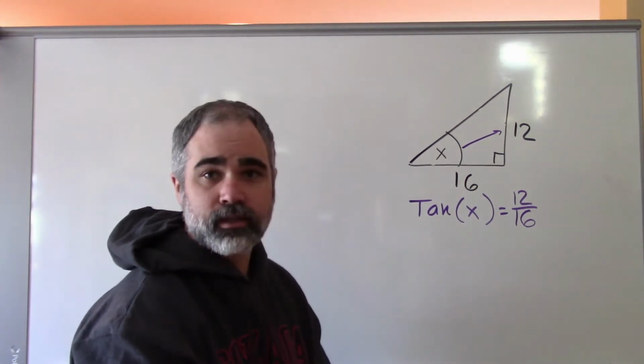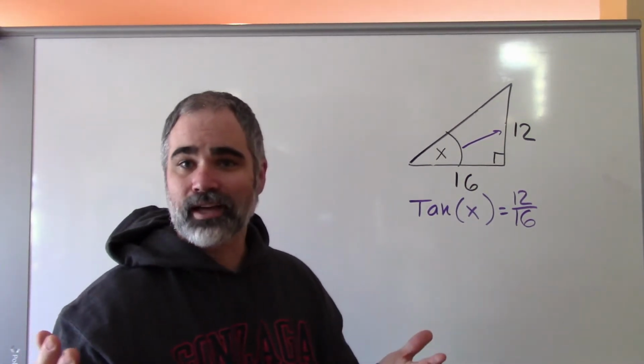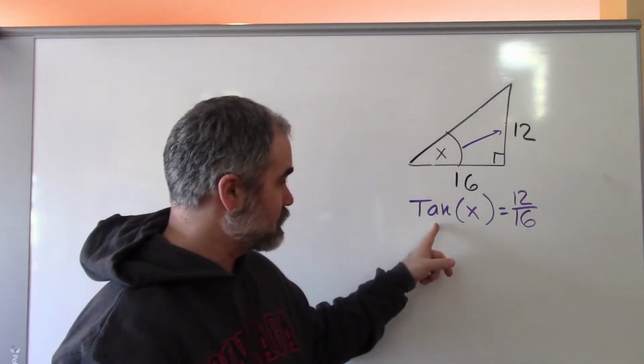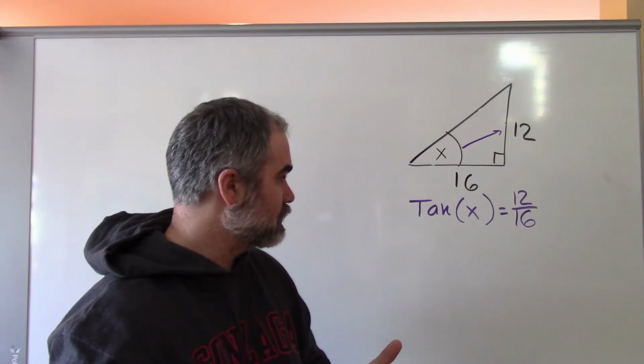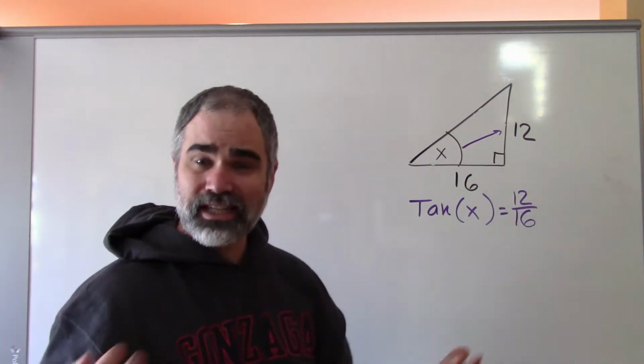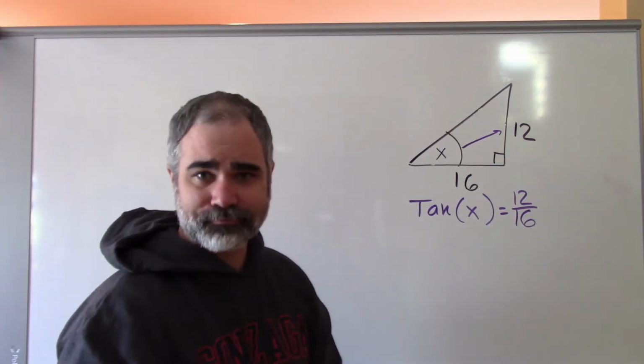Unfortunately, I don't know how to find x. Remember, tangent does not mean multiplying by x. I can't divide both sides of a tangent. What the heck do I do? How can I get the x out of this tangent?